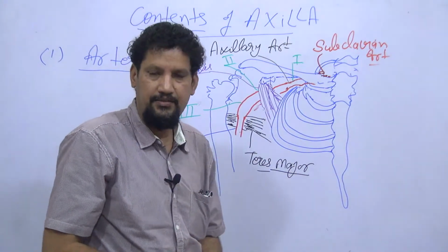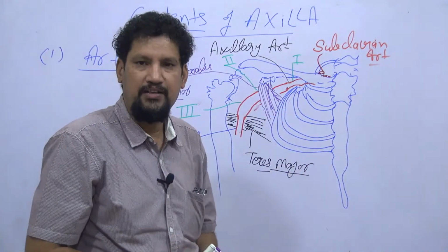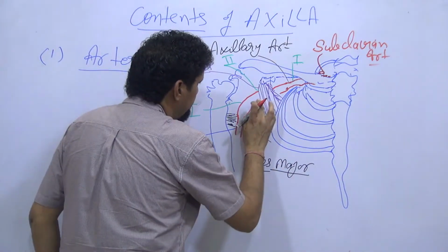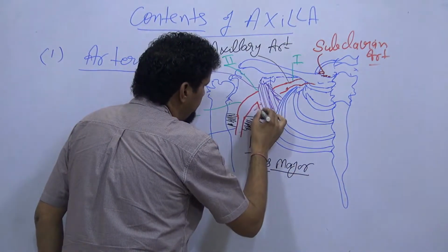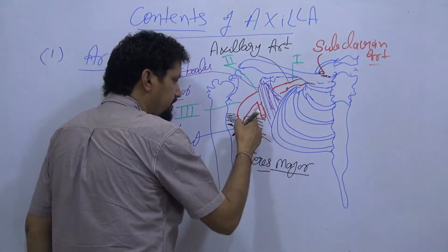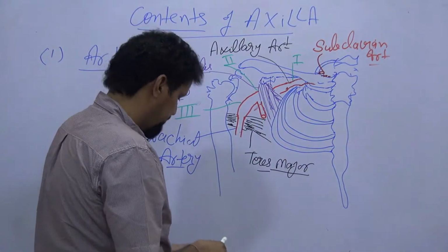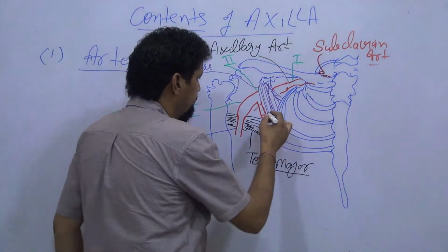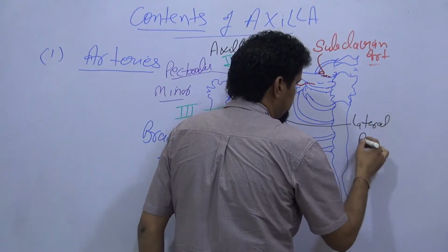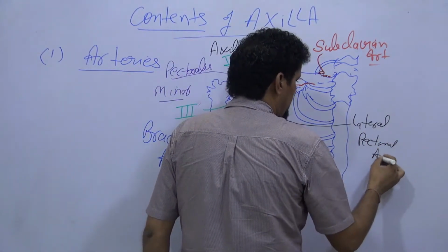Inside the axilla we can see the lateral pectoral artery. So below the lower border of the pectoralis minor is the lateral pectoral artery. So this is the lateral pectoral artery. Lateral pectoral artery.